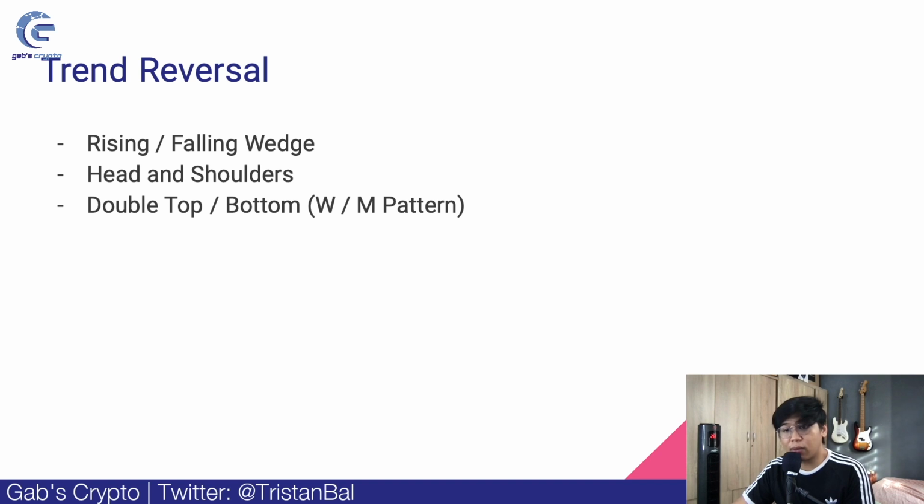So ngayon, let's talk about trend reversal. So trend reversal naman, kung paakit yung price tapos nakuha ka ng trend reversal pattern, ibig sabihin, mag-reverse yung price, bababa na yung price. So, ibig sabihin lang yan, i-reverse niya lang yung trend. So, meron tayong example is rising wedge or falling wedge, head and shoulders, double top or double bottom, or also known as W or M pattern.